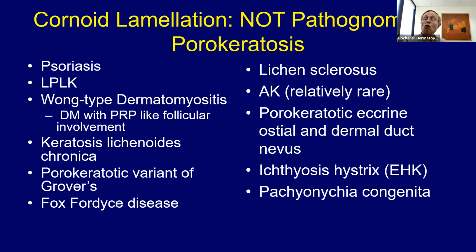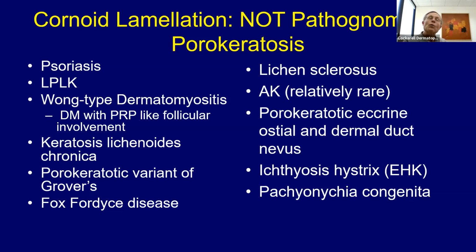Keratosis lichenoides chronica, also known as Nekam's disease, can give you cornoid lamellation. You can get Grover's disease with little cornoid lamellae sometimes, the porokeratotic variant of Grover's. That's a relatively newly described variant. Fox-Fordyce, LSNA, AK, and the so-called porokeratotic eccrine ostial and dermal duct nevus can give you cornoid lamellae. Ichthyosis hystrix, epidermolytic hyperkeratosis, you can see that, and pachyonychia congenita.